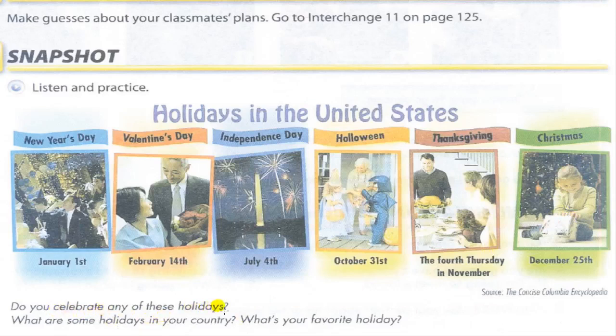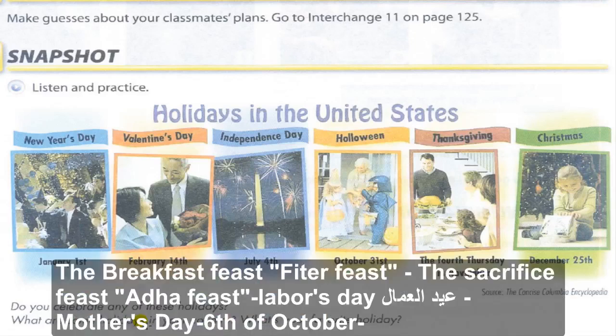Do you celebrate any of these holidays? Yes. We celebrate New Year's Day, Valentine's Day, and Christmas in Egypt. What are some holidays in your country? In Egypt, we have different holidays. We have the breakfast feast, Eid al-Fitr, or Fitr feast. We have Adha feast, or the sacrifice feast. We have Labor Day and Mother's Day. What's your favorite holiday? My favorite holiday is Adha feast, the sacrifice feast. It's a very long holiday. It's a holiday for 1 week. Sometimes we stay for 1 week.